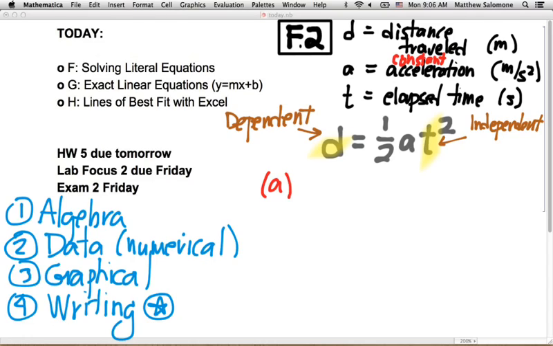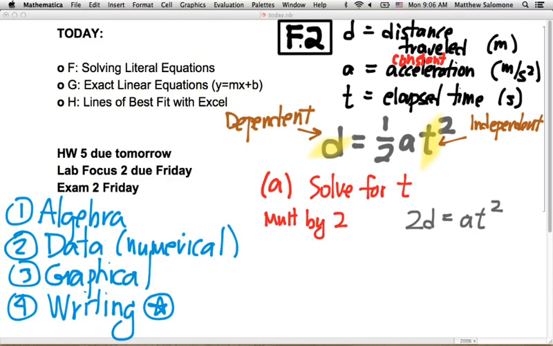Well, we started with, obviously, d equals 1/2 at squared, and we started by dividing by the 1/2, which is the same as multiplying by the reciprocal, so multiplying by 2. Multiply by 2, okay. That gave us 2d equals at squared, and then we divided that by a. So that gave us 2d over a equals t squared. Got it. And then we took the square root of both sides, and that gave us t equals the square root of 2d over a. Square root of both sides.